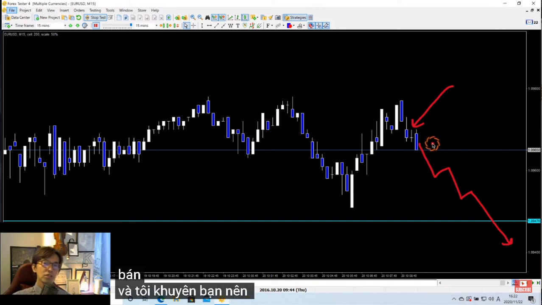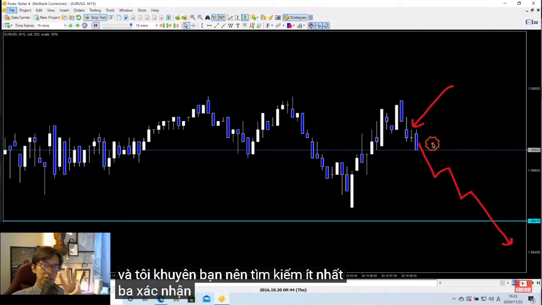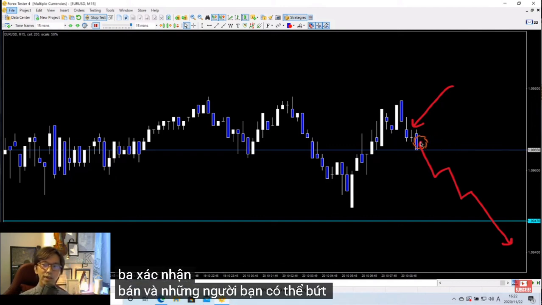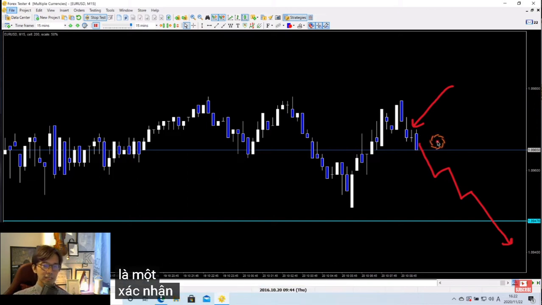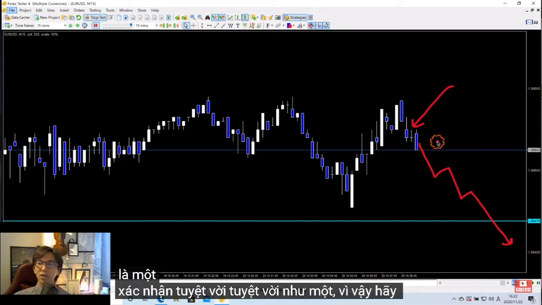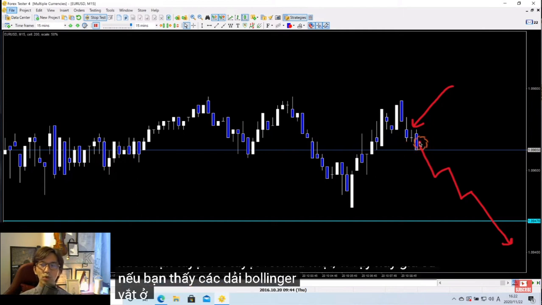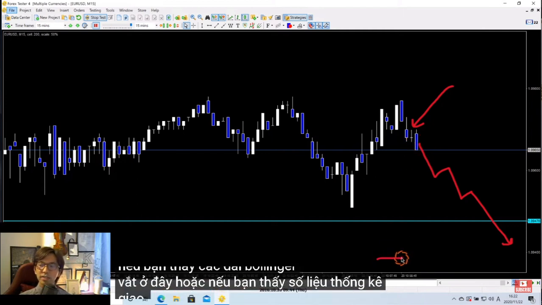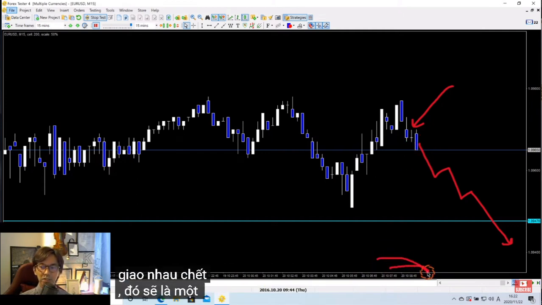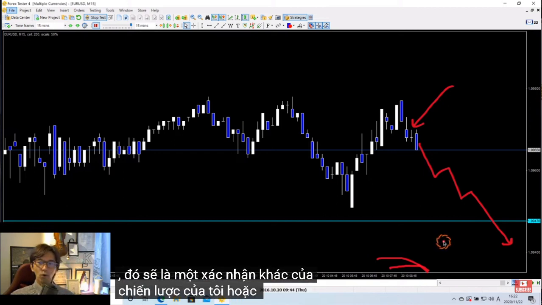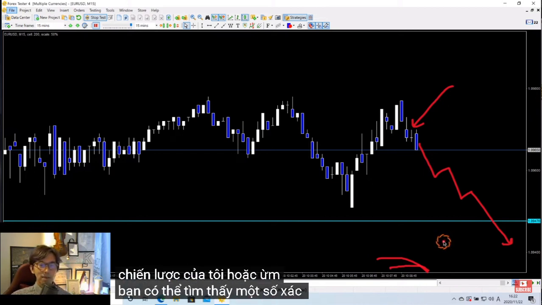And I recommend you to look for at least 3 confirmations to sell, and a doji candle breakout can be a great confirmation as one. So let's say if you see Bollinger Bands squeezing here, or if you see stochastic dead cross, that will be another confirmation by my strategy, or you might find some other confirmations.